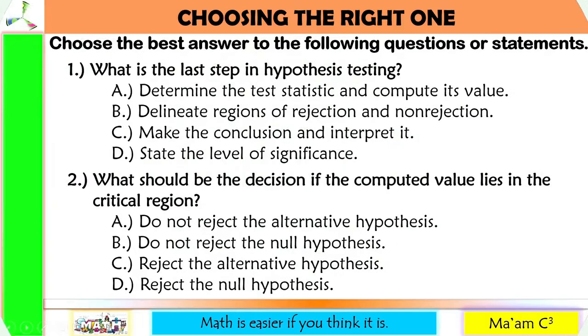Let's have another activity, choosing the right one. Choose the best answer to the following questions or statements. Number 1. What is the last step in hypothesis testing? This is letter C. Make the conclusion and interpret it. Number 2. What should be the decision if the computed value lies in the critical region? Correct answer is we reject the null hypothesis.